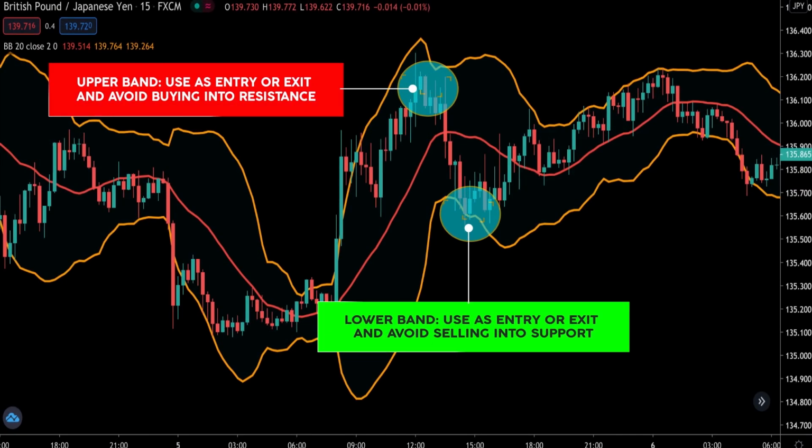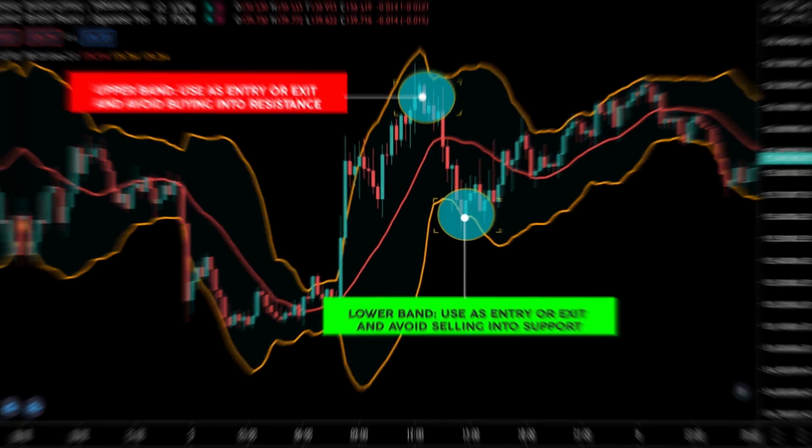The upper and lower band also function as dynamic support and resistance levels. You can opt to use them as your entry or exit target depending on the circumstances. It can also function as a filter to avoid buying into resistance and selling into support.